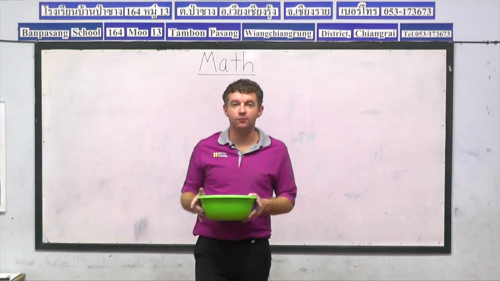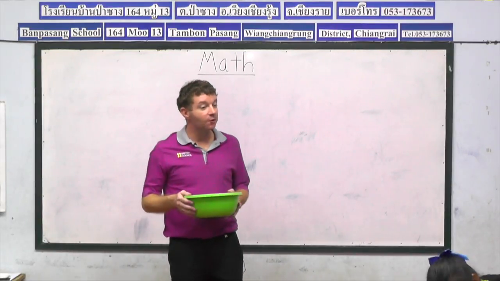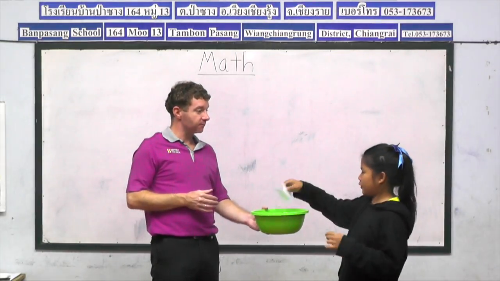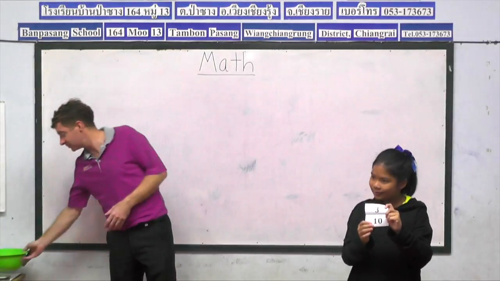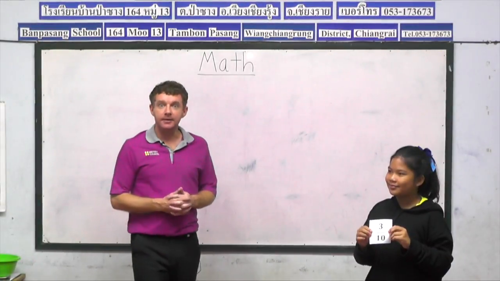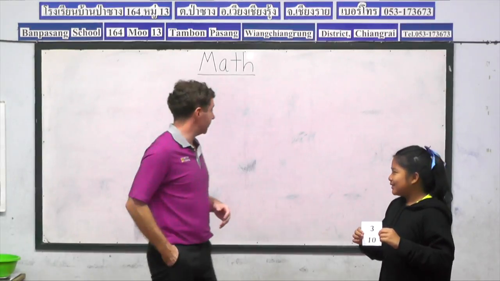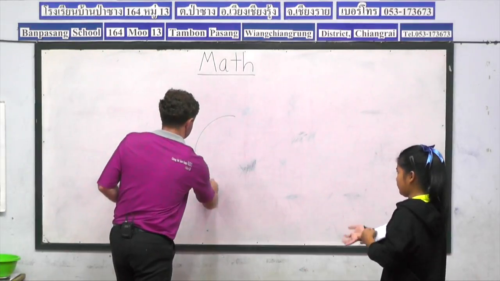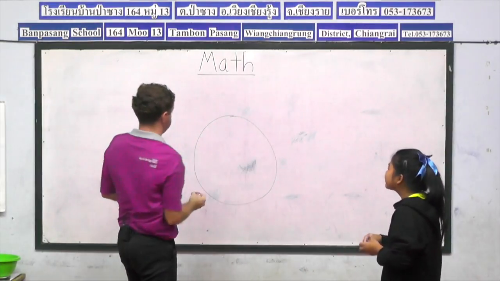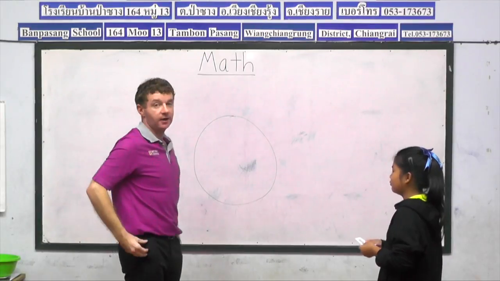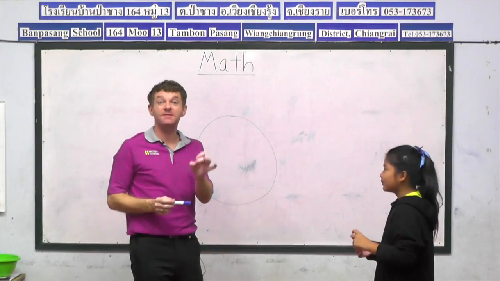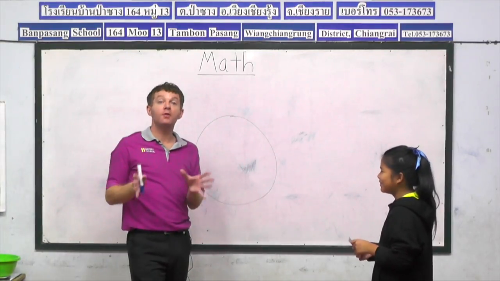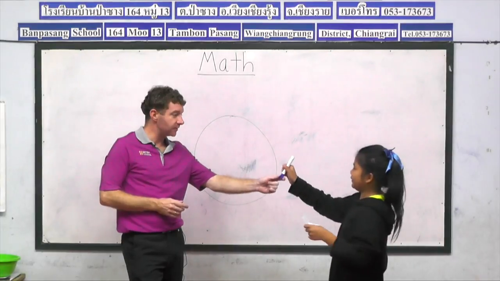And I need my next student, Lak Gao. Come and join me at the front of class. So there you go, Lak Gao. Can you pick it and show it to your friends? 3/10. 3/10. Okay, so let's see. First of all, we need our pie or our circle. There you go, Lak Gao. There's our circle. And now Lak Gao will demonstrate how to design the fraction 3 over 10, or 3 tenths. So Lak Gao, that's for you.